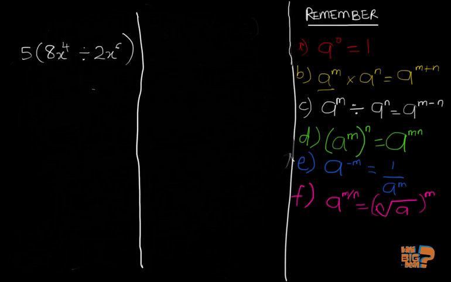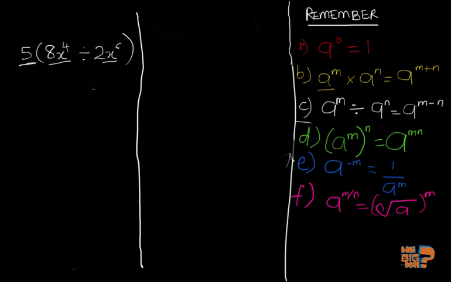Okay, without involving the 5 here, if you have a scenario like this, look at our rule C over here. Can you see what it's telling us? Rule C says a raised to power m divided by a raised to power n. Look at the x, the bases are the same. So we can move on with the law. You subtract the indices. So a raised to power m minus n.